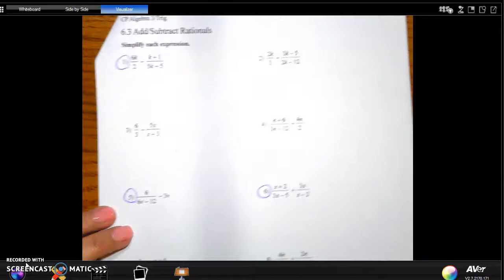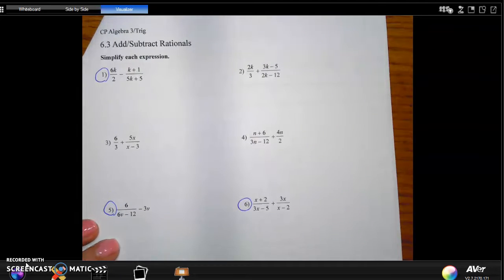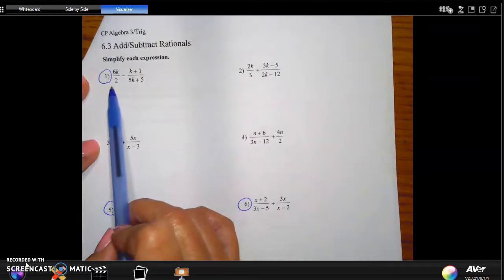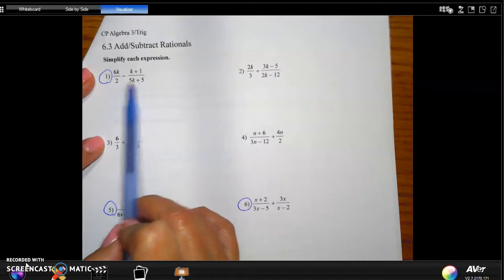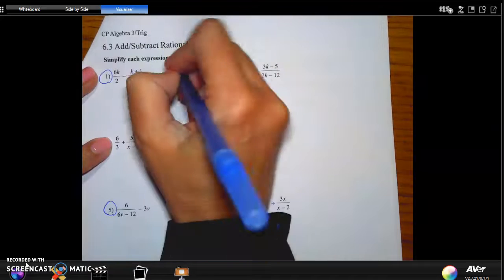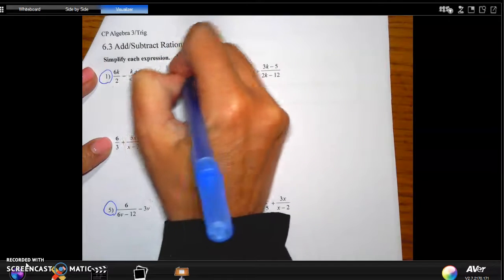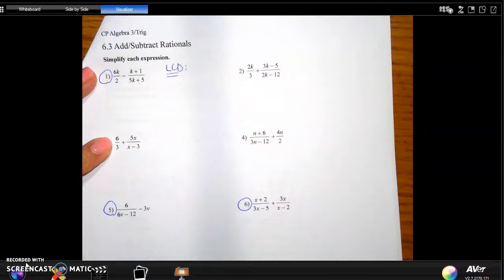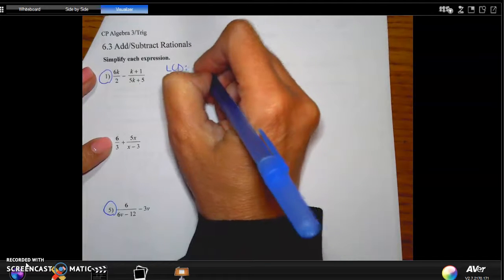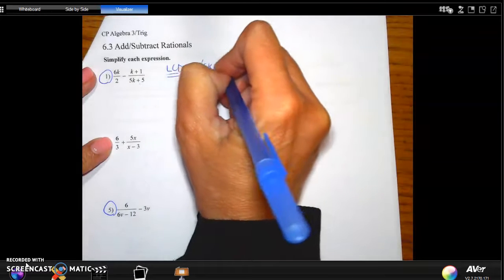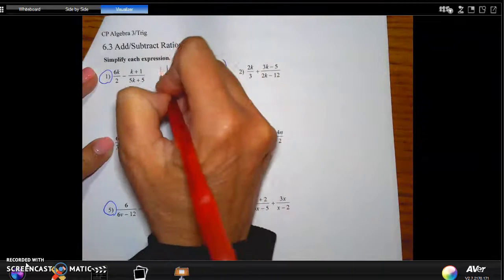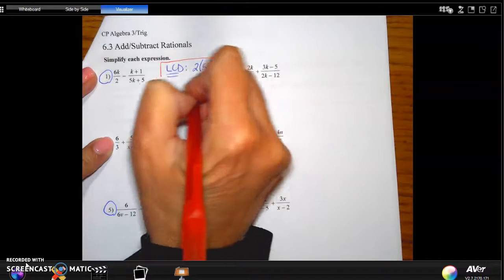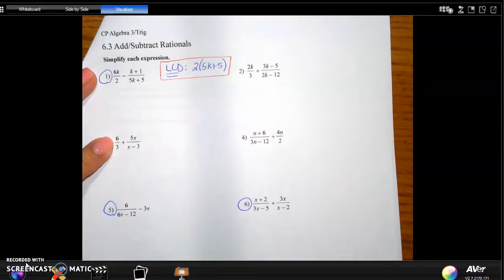Okay, so here's the first problem that I actually would like to do with you. So for this particular problem, you have two denominators. One of them is a 2 and one of them is 5k plus 5. They have nothing in common at all. So the first thing that you should do is come over here and write your LCD so you know kind of where you're trying to go. So your LCD is simply going to be one denominator times the other. And you'll see on my answer key, I always have that kind of written off to the side so that you know what you're multiplying or where you're trying to get to.